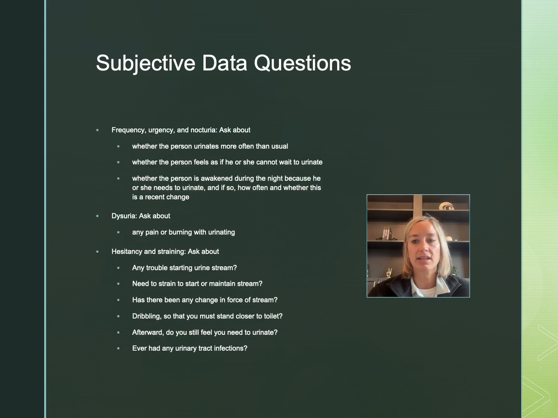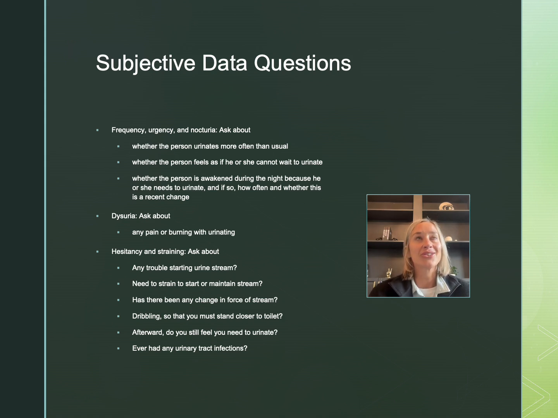Now let's dig into the specific questions we'll use to gather subjective data. These questions help us get a clear picture of what the patient is experiencing so we can address concerns that might otherwise go unnoticed. Remember, each question isn't just about getting an answer, it's about building a complete narrative of the patient's health. For frequency, urgency, and nocturia, start with, do you feel like you're urinating more frequently than usual, or is it hard to wait when you feel the urge to go? For nocturia, you might ask, are you waking up during the night to use the bathroom? How often? It's essential to find out if this is a new development, as recent changes can signal a shift in the patient's health status.